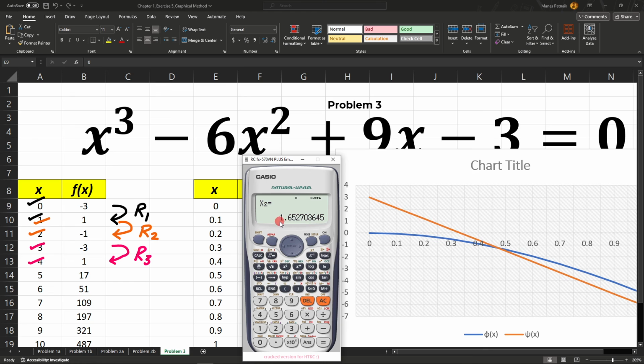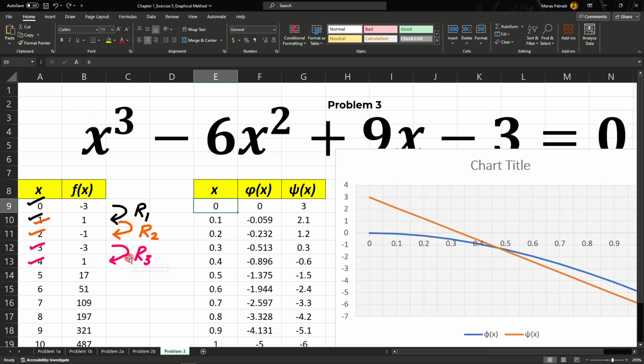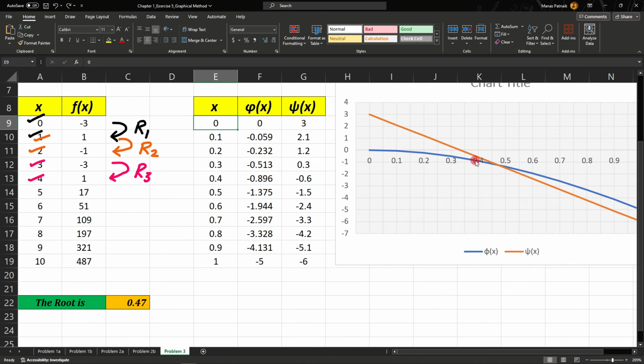Hit enter once again. 1.65. That means the root between 1 and 2. That is going to be your root 2. And what we've got is this black tick. Our root is between 0 and 1. Here it is, 0.467. If you round it off to 2 decimal places, you're going to get 0.47, right? And that is exactly what we got, 0.47. Okay, 0.4, 0.45, 0.5. So slightly ahead of 0.45, 0.47. That is where you see these two orange and blue curves intersect each other.